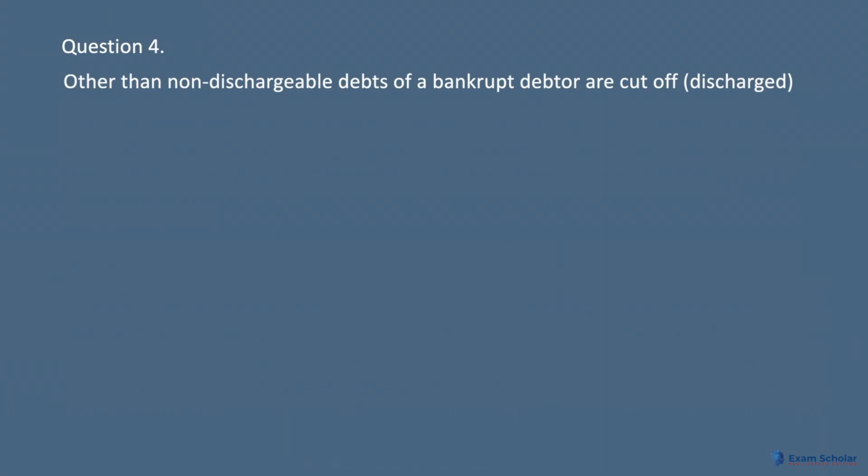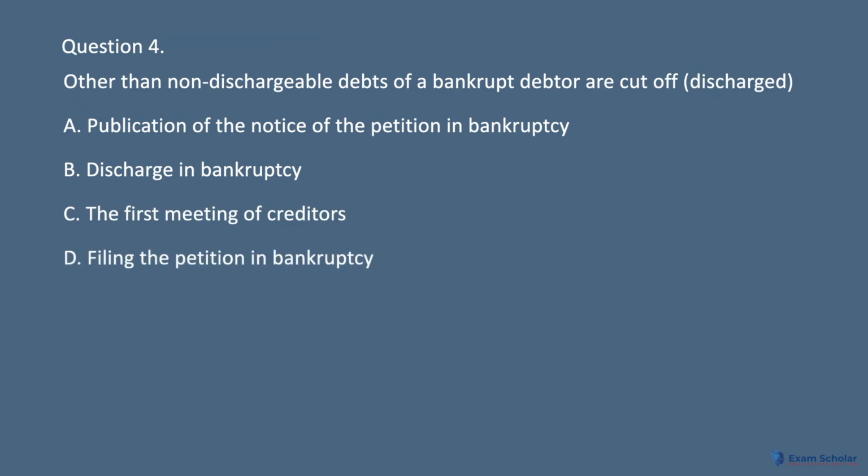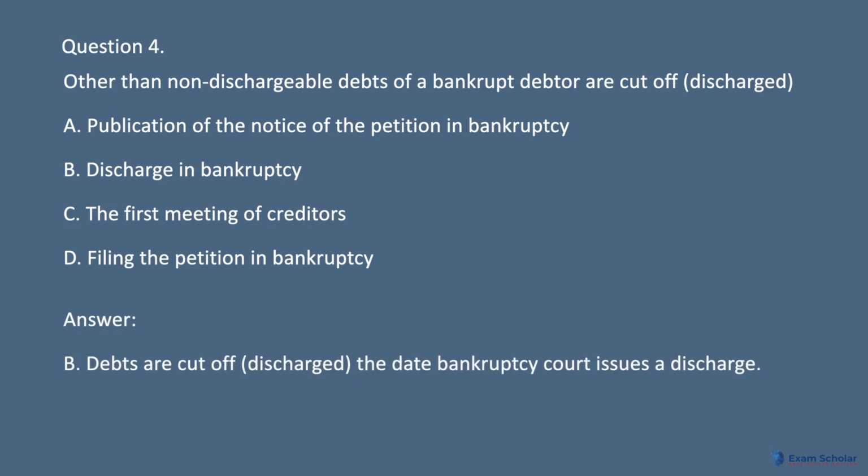Question 4. Other than non-dischargeable debts, the debts of a bankrupt debtor are cut off, discharged, upon A. Publication of the notice of the petition in bankruptcy. B. Discharge in bankruptcy. C. The first meeting of creditors. D. Filing the petition in bankruptcy. Answer. B. Debts are cut off, discharged, the date the bankruptcy court issues a discharge.